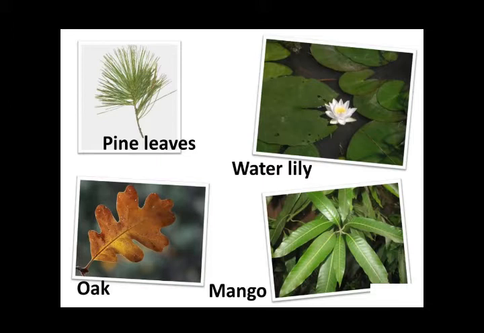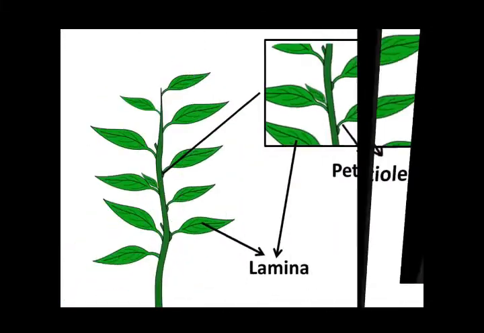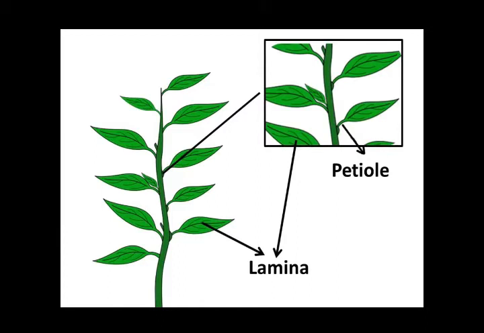Some leaves have smooth edges, like in the banana, and others, such as in the oak, have jagged edges. So, there are many varieties of leaves, but the basic structure of all the leaves is the same. A leaf rises from the node of the stem. The part of the leaf which is attached to the stem is the petiole.